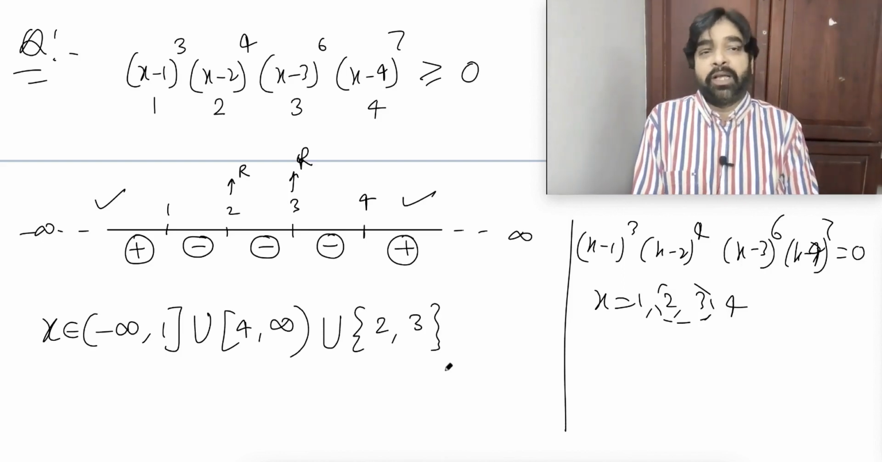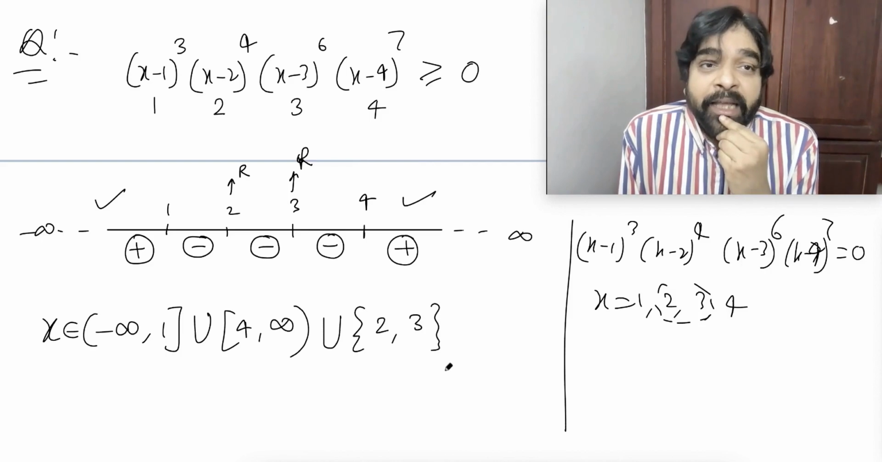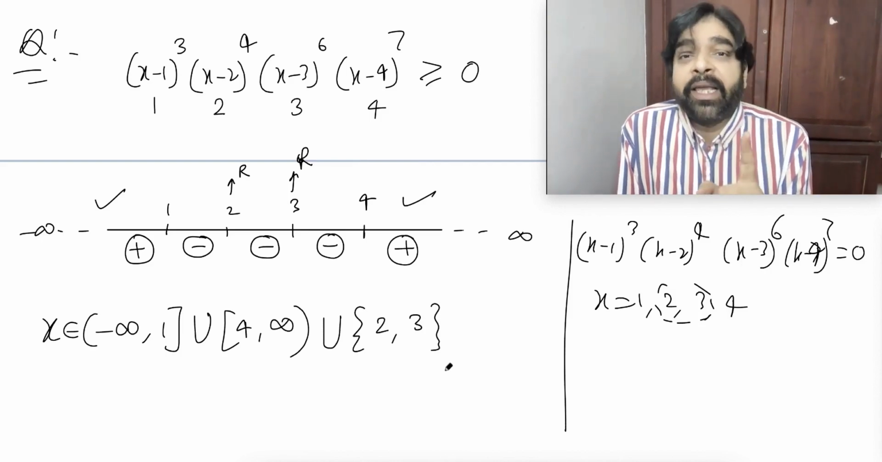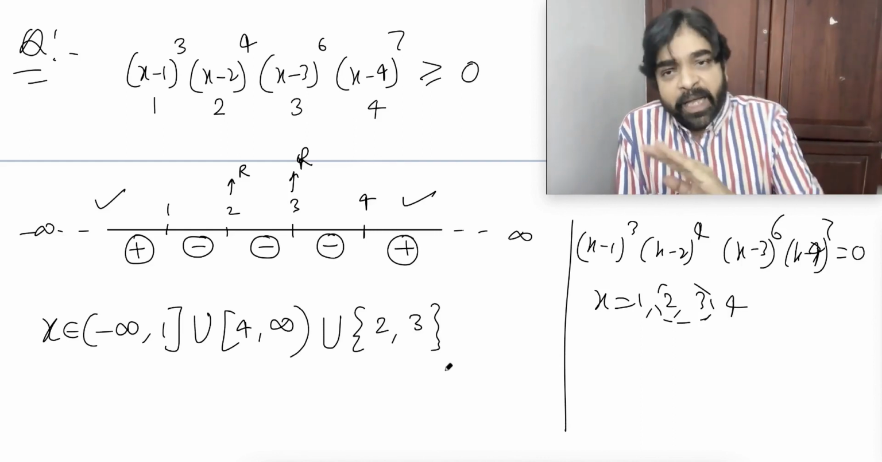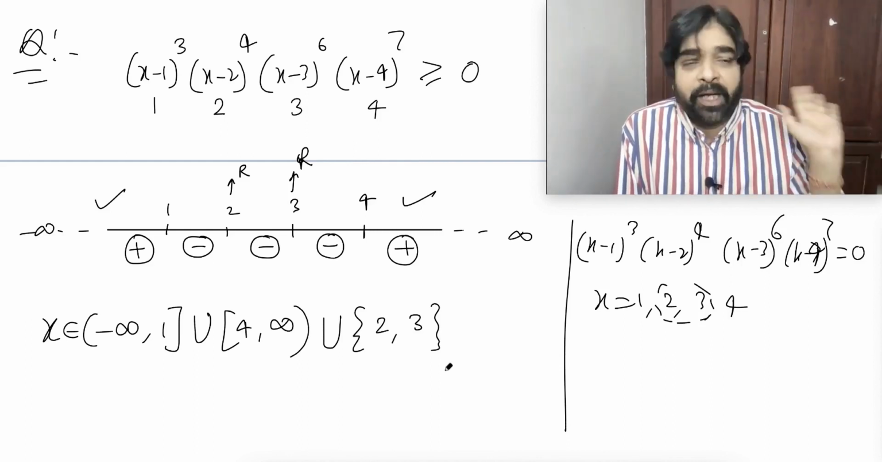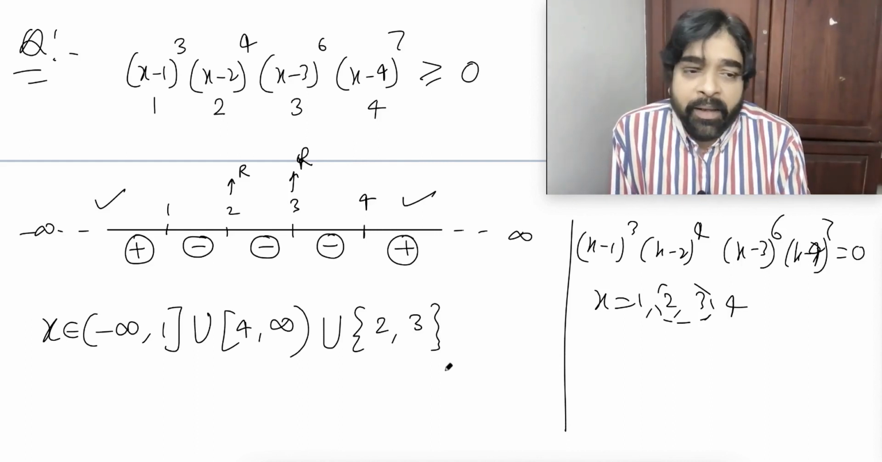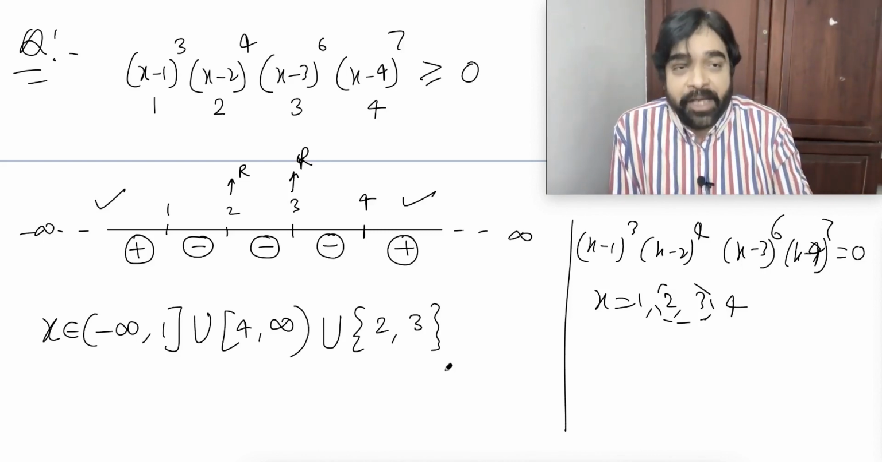Now it's a complete answer. Now you will say, sir, every time we should check like this? Yes, only in the case when it's a repeated critical point. When it has at least one repeated critical point, you should check. If there is no repeated critical point, you do not need to check. It will be correct always. But a repeated critical point should always be taken care of.